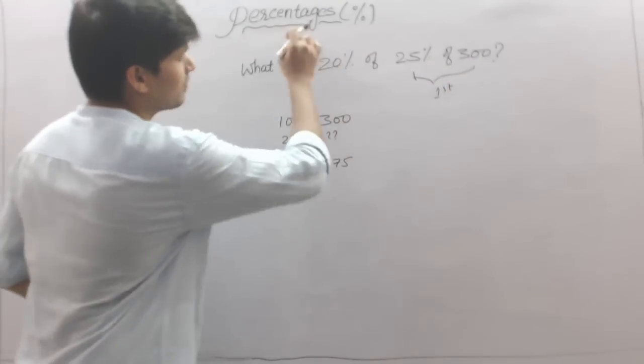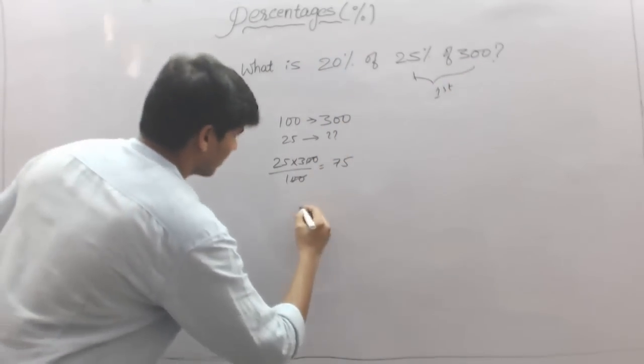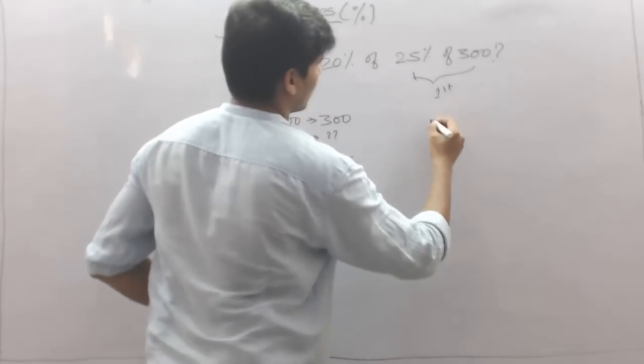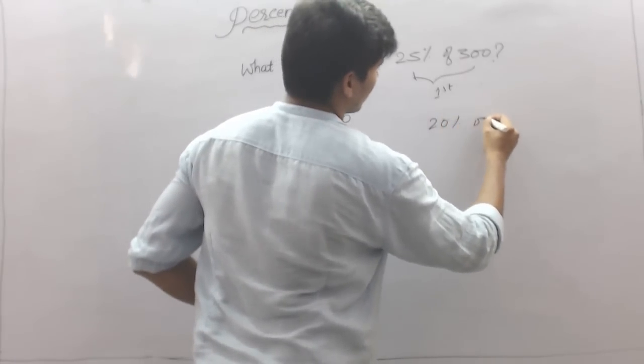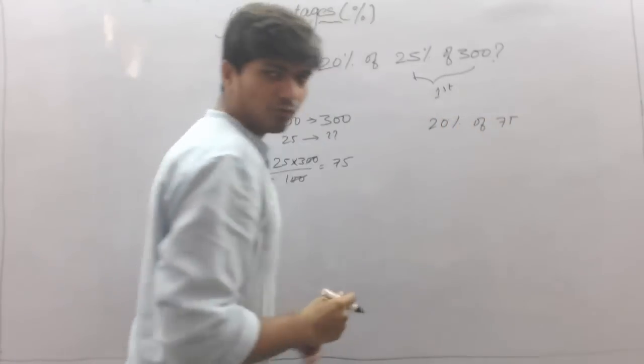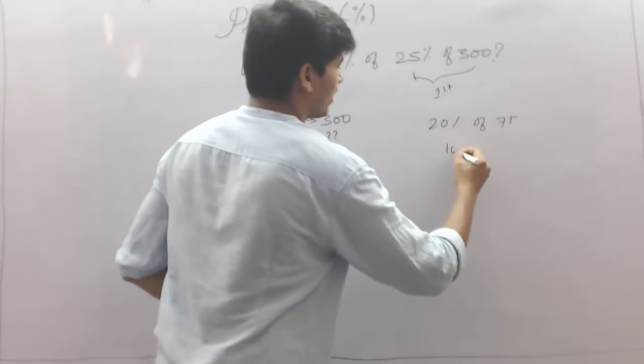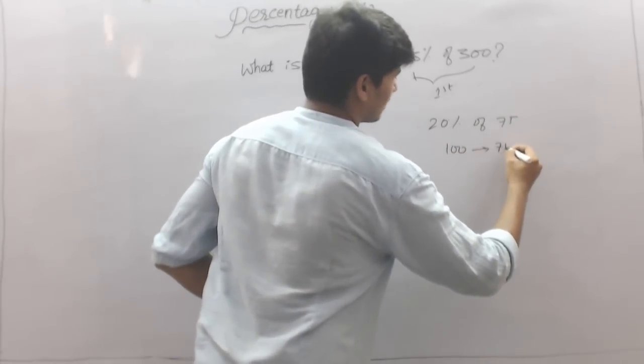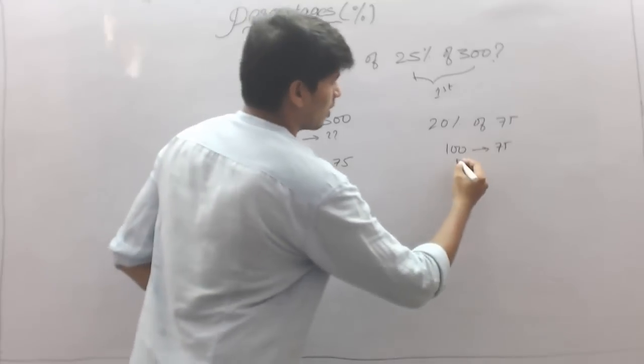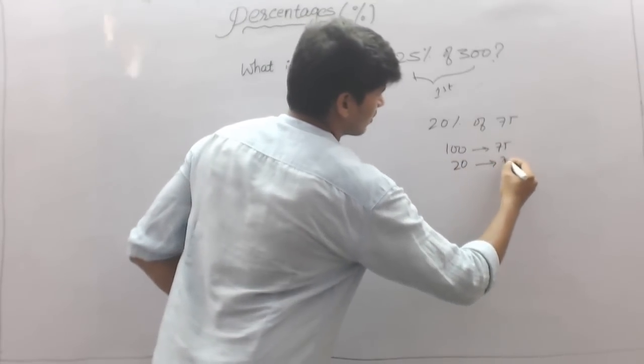Now what is 20 percent of 75? Now 20 percent of 75, that is what we need to calculate. So 100 is 75. Now 20 is how much?